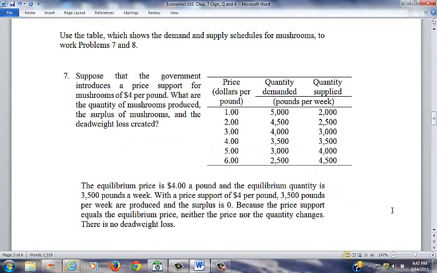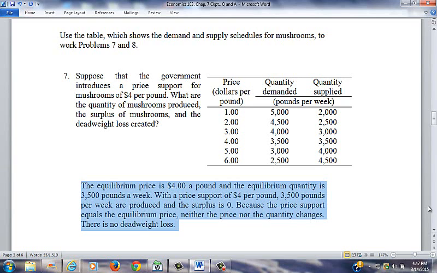And these questions follow a pattern. Question 1, question 4 are asking about some sort of government control that's below the equilibrium price. So there is no real effect where it's at the equilibrium price, no effect. The equilibrium price is $4 a pound, and the equilibrium quantity is 3,500 pounds a week. With a price support of $4 per pound, 3,500 pounds per week are produced, and the surplus is 0.